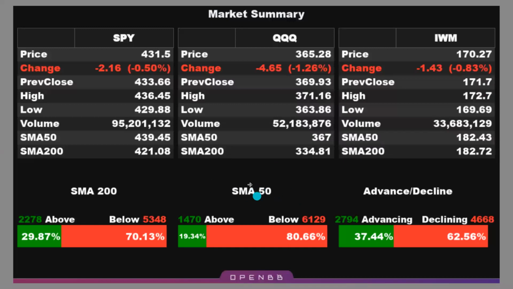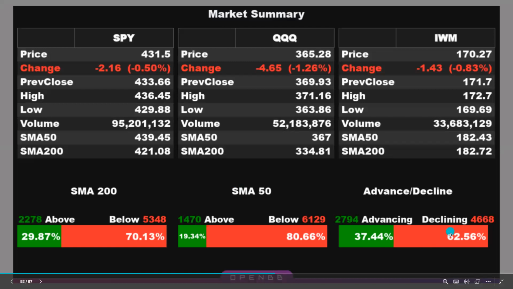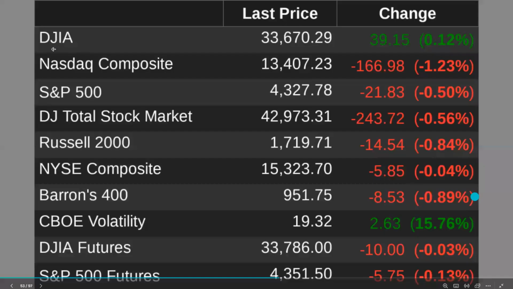This is your 50-day moving average, and we can see that about 80% are trading below there. And then on the advanced decline, you have 37% advancing, 62% declining. Now, again, this is kind of just a breakdown of the overall market and what we saw.